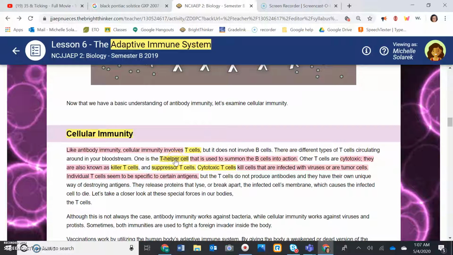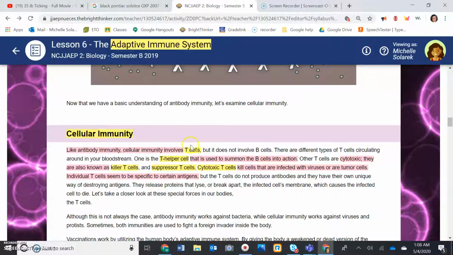Okay. Next. Other T cells are cytotoxic. If something's cytotoxic, you know toxic is not good. So these are the cells that are called killer T cells, and also suppressor T cells. So what cells kill cells that are infected with virus or are tumor cells? Cytotoxic cells.